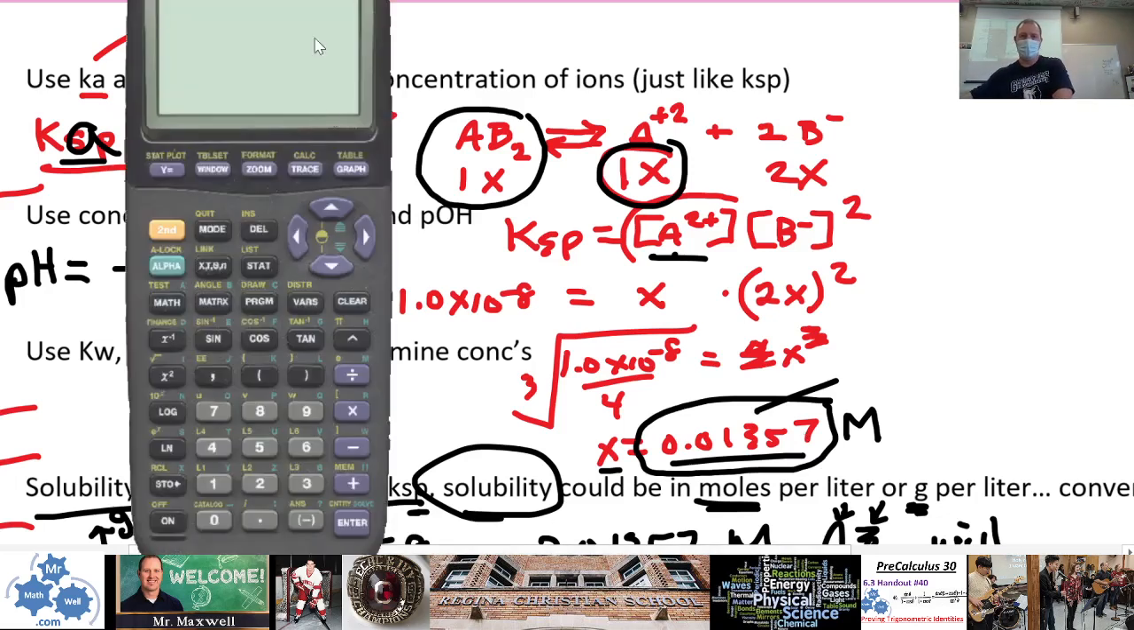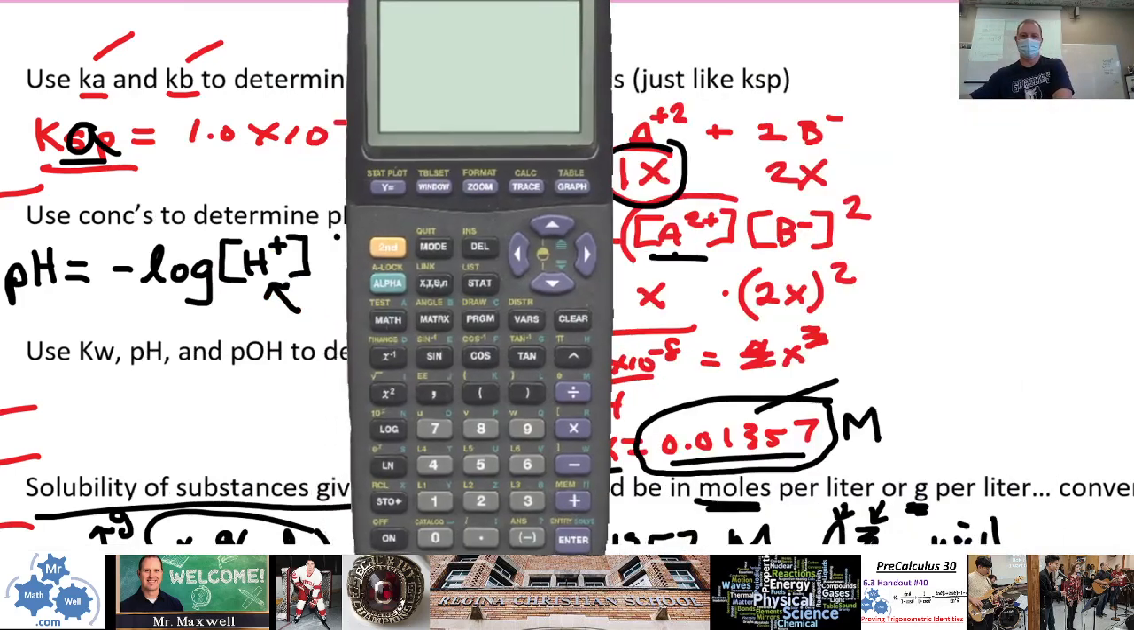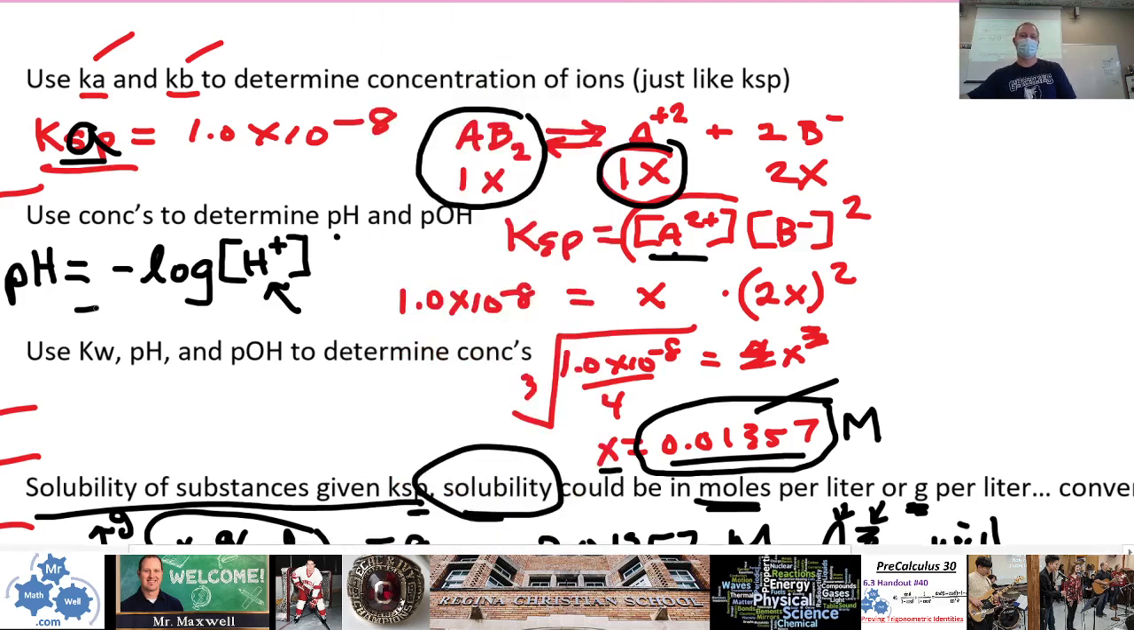Well, let's figure that out. So negative logarithm of 0.01357 is 1.867. 1.86 or 1.9. So is this a fairly acidic or fairly basic solution here? If that pH is low, it's really acidic. Yeah, very good. So it's very, very acidic. And if you look at this concentration, that's actually a pretty high concentration for H+.